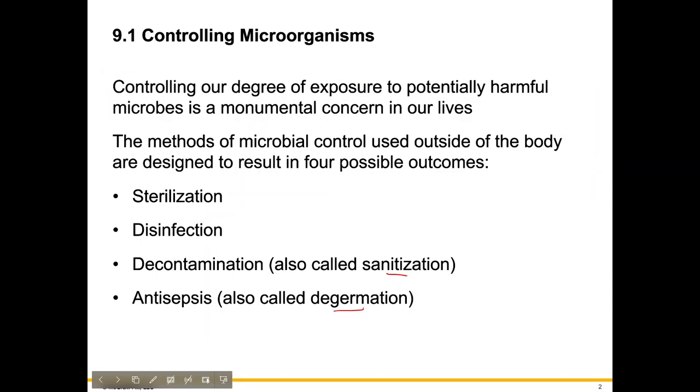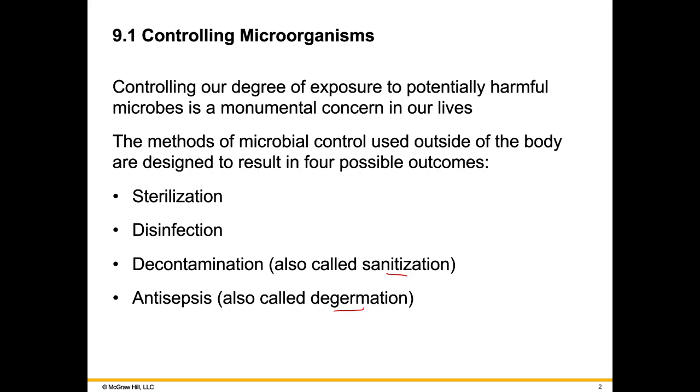Controlling microorganisms, this is 9.1 from the text. We aim oftentimes in the medical community to control our degree of exposure to pathogens. That's a monumental concern for our lives because, of course, pathogens make us sick. So there are various methods that we can use that can help reduce or eliminate microbial growth from a surface or an instrument or in the body, on the body, etc.